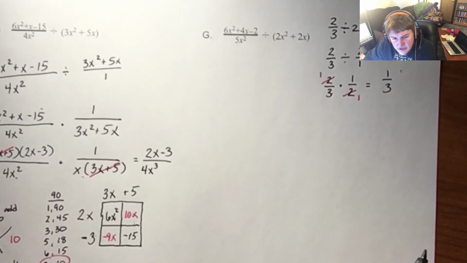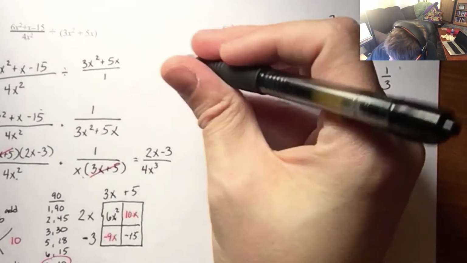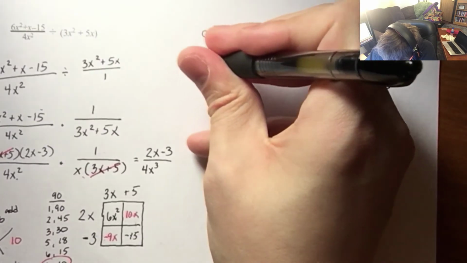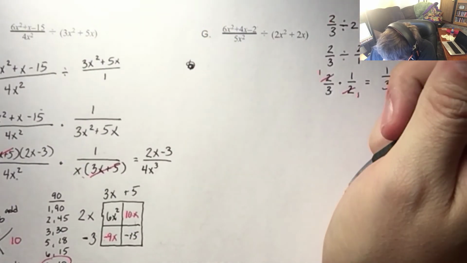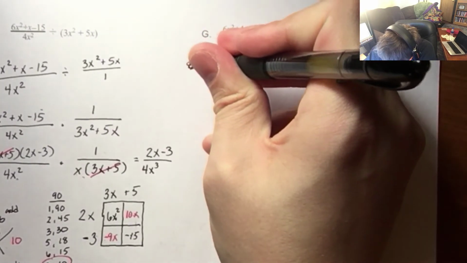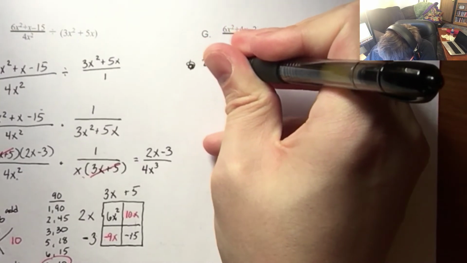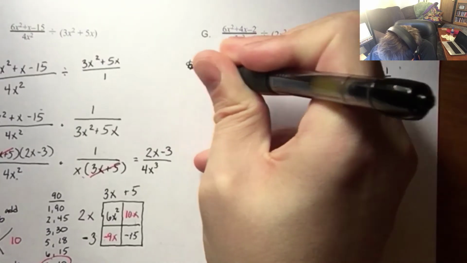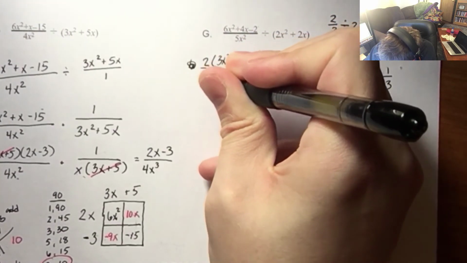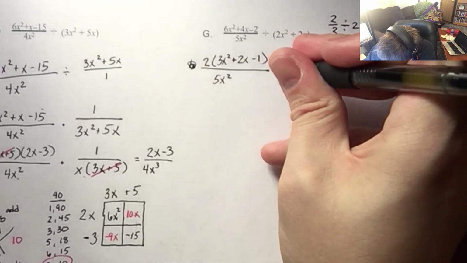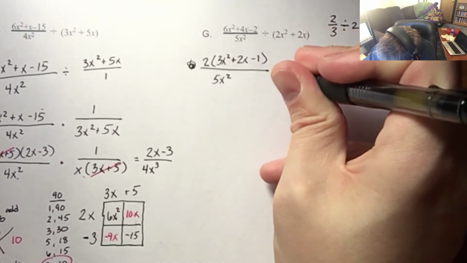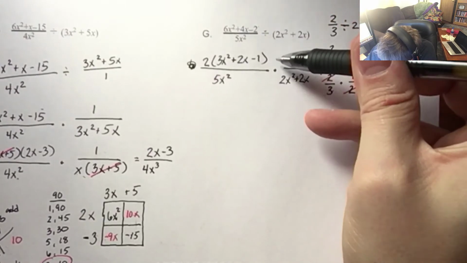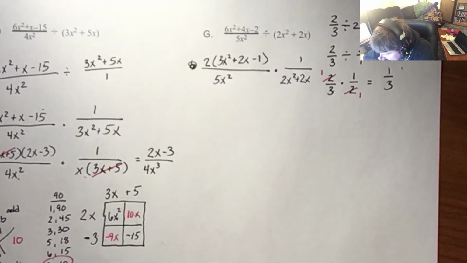Okay, so I'm assuming that you've already done this work. So we know that this has a greatest common factor. Let's actually do that right now, right? 6, 4, and 2 all have a greatest common factor. So we're going to take a 2 out and get 3x squared plus 2x minus 1 over 5x squared. And then I'm just going to turn this into multiplying by the reciprocal right now. Change division to multiplication and flip this around.